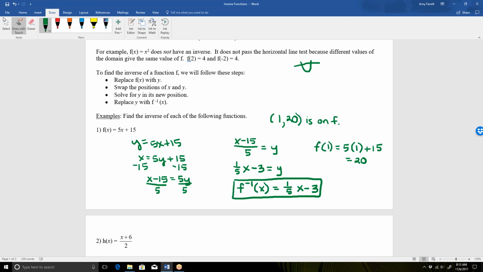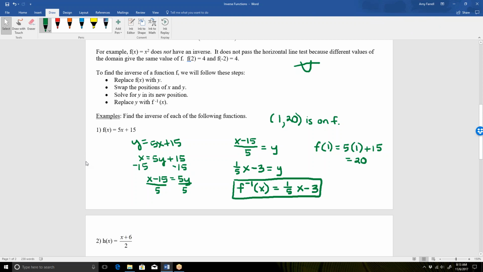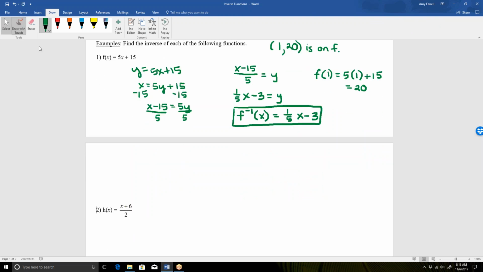Okay, so let's check this out. Okay, so let me move this down a little bit here. I'll show it on the next page here. Okay, so let's see. I'll even write this down. Is (20, 1) on f inverse of x?